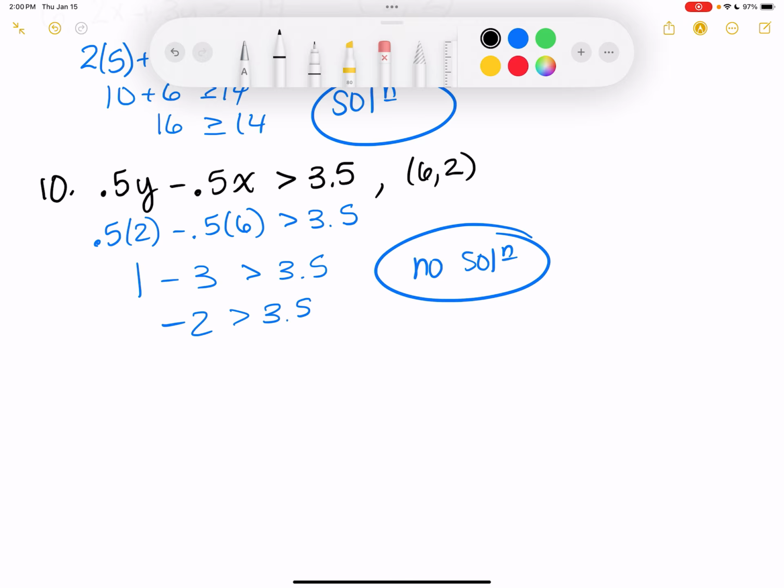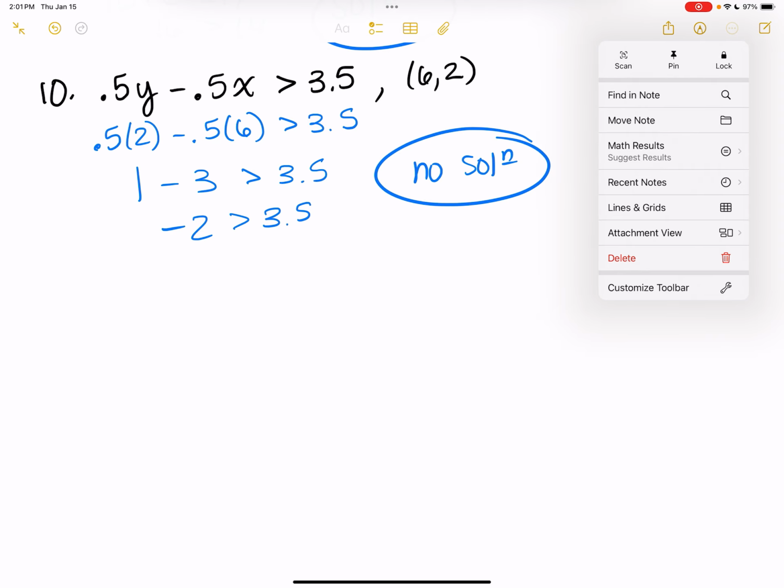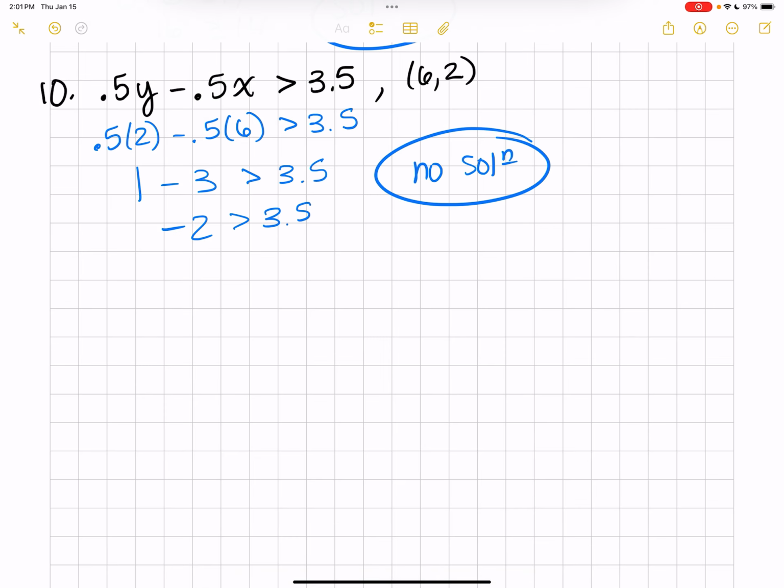Okay. All right, graph inequalities. You do not have to have graph paper. If you want graph paper, that's fine. I'm going to put some grid lines up here just so that we can see it.